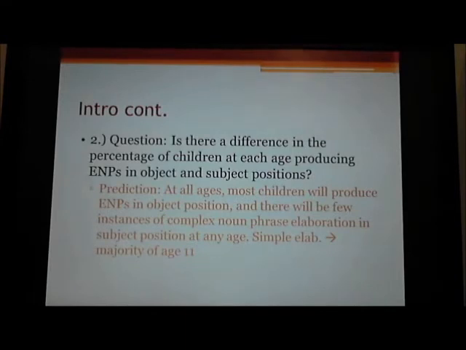The second question, is there a difference in the percentage of children at each age producing elaborated noun phrases in the object and subject positions? And they predicted that at all ages, most children will produce elaborated noun phrases in the object position, but there will only be a few instances of complex noun phrase elaboration in the subject position at any age, with only simple elaboration produced by the majority of children at age 11.